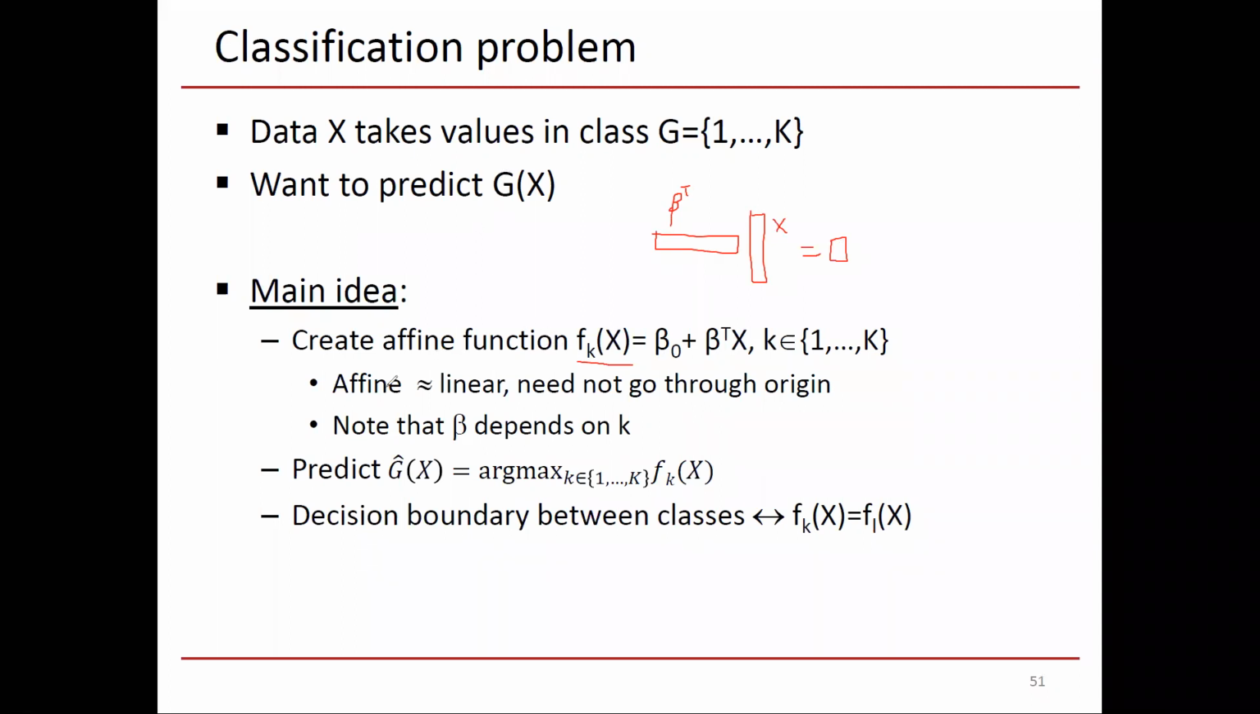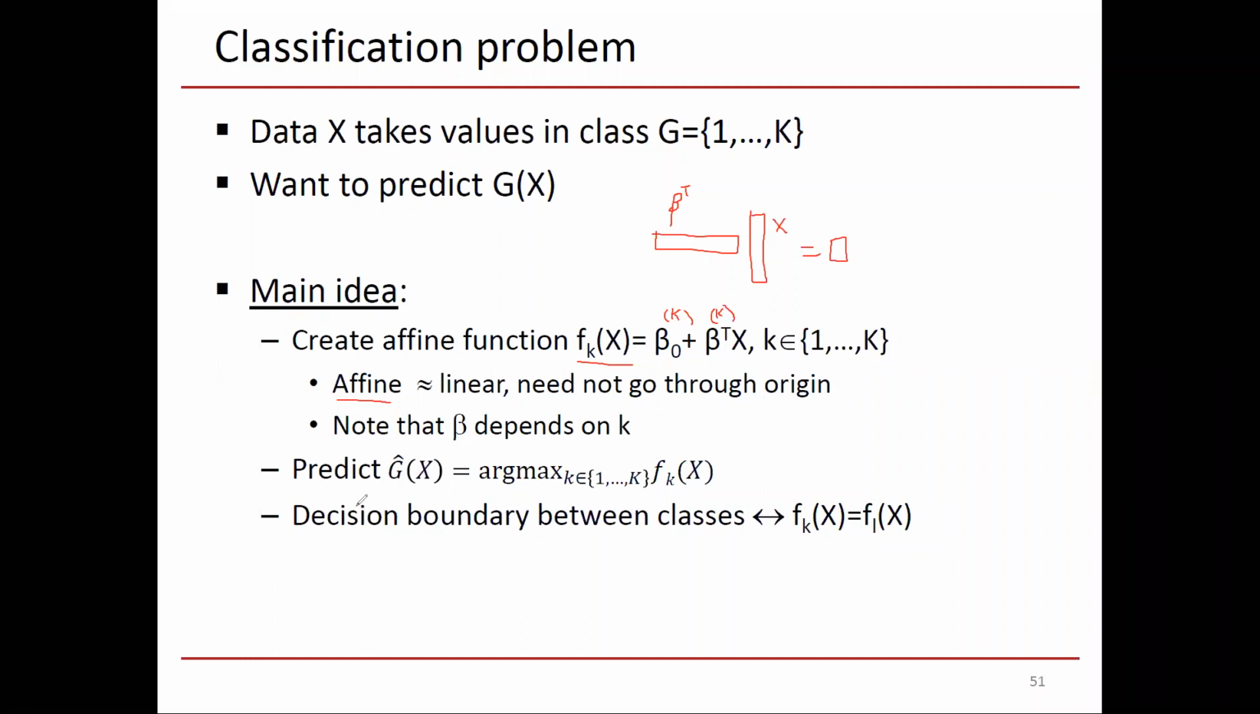g of x. So first of all, two comments. First of all, this is an affine function, not a linear function. A linear function is required to go through the origin, meaning a linear function of 0 is 0, but depending on the value of beta_0, this is likely not a linear function. Secondly, beta actually depends on k. So beta_0 is a function of k, and beta transpose is, again, dependent on k.